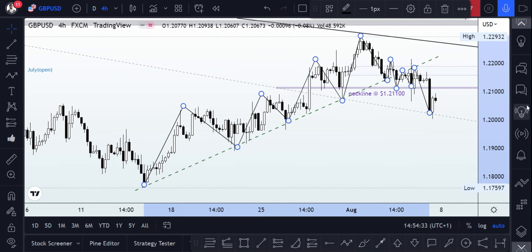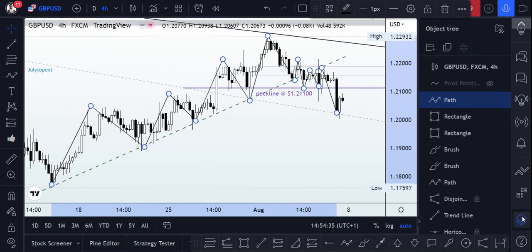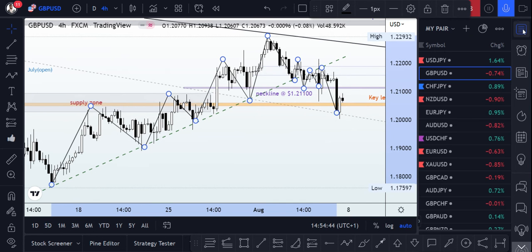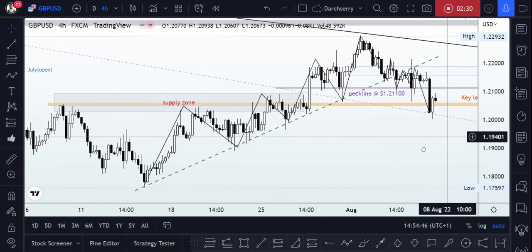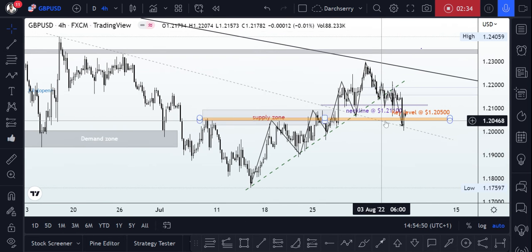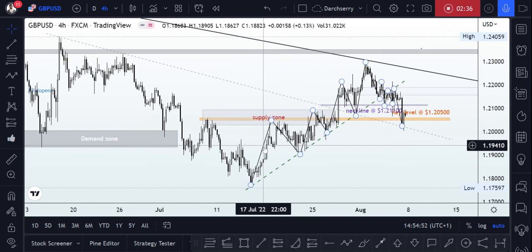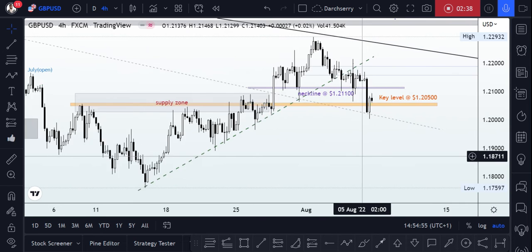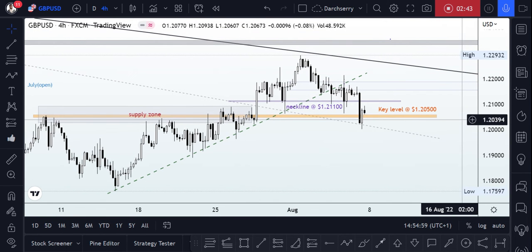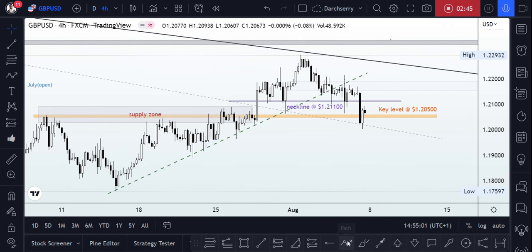So, how do I intend taking advantage of any move here during the new week? Well, I want to show you some structures I was able to identify here. I was able to identify a key level at the 1.20500 level. That is the first one. And then I was able to identify a structure that looks like a reversal pattern in the form of a head and shoulder pattern. Give me a moment, I will show you what I'm talking about here.